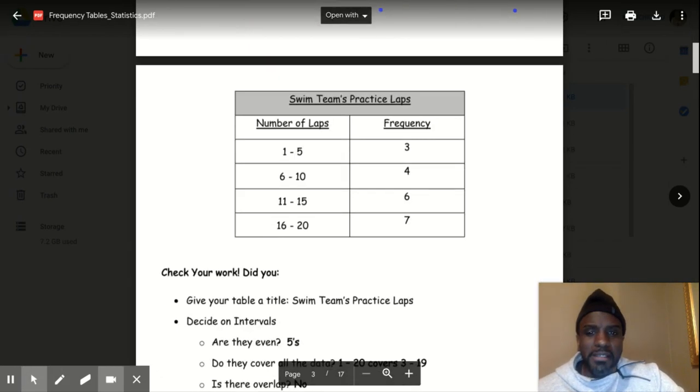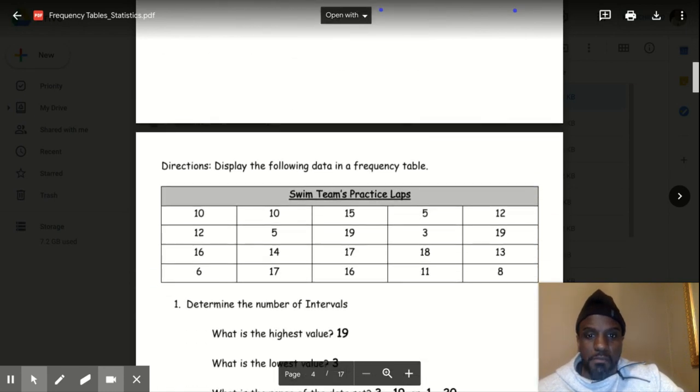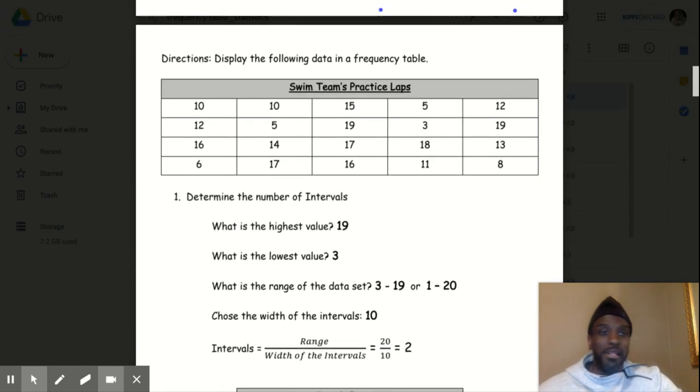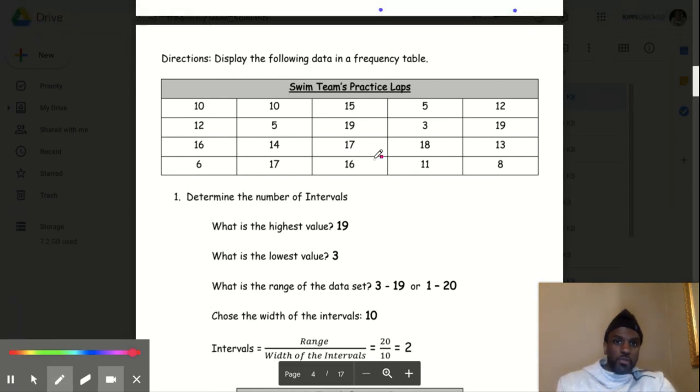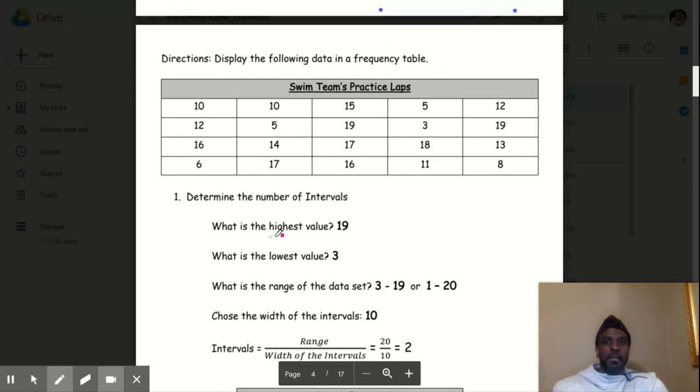So I'm going to look at the same information, but I'm going to break it up in a different interval now. So let's look at this. Here's the swim team. Here are all the laps that they did. What is the highest value of data? Now, the highest value of data is 19. I'm going to change something now. What is the lowest value? 3. I'm not changing that. We agreed that the lowest number is 3. The highest number is 19. Okay, we agree with that. Okay, now here we go.